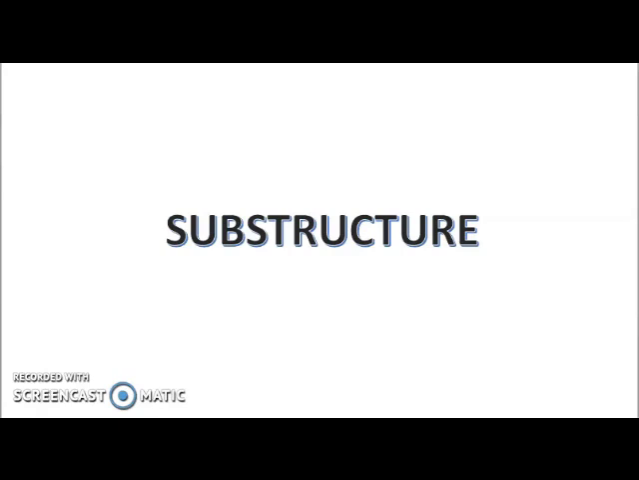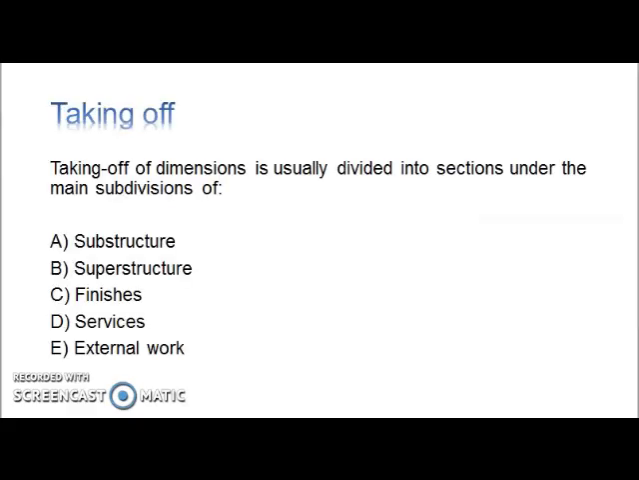Construction technology and some of the knowledge that you obtain probably from your own research. So basically, these are the types of taking-off items that can be divided under various subdivisions. One is substructure, second is superstructure, finishes, services, and external work.